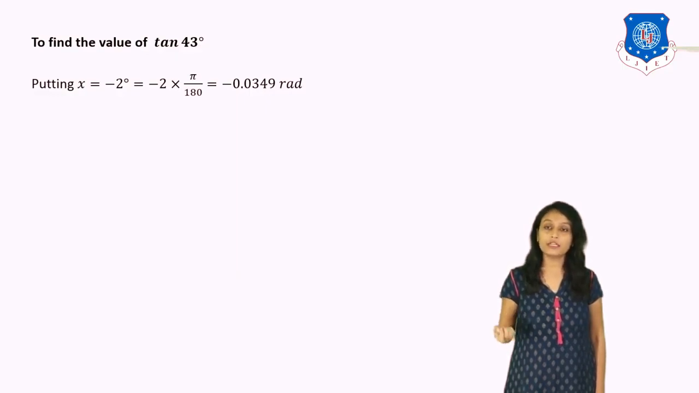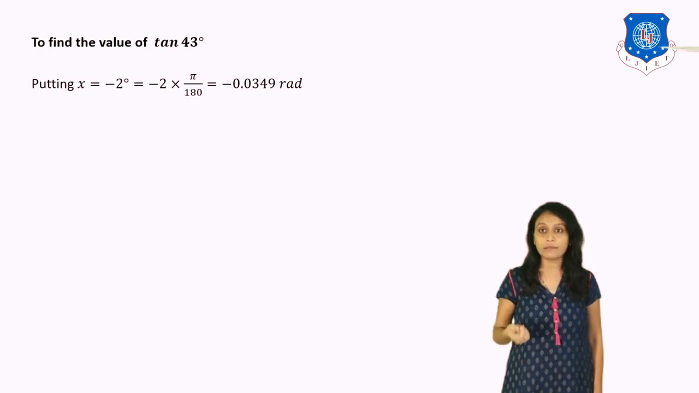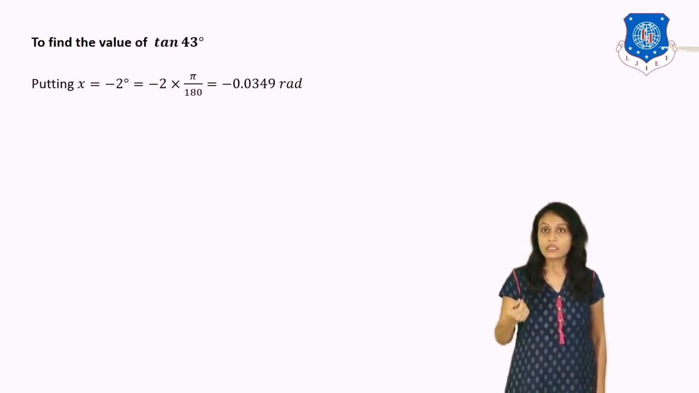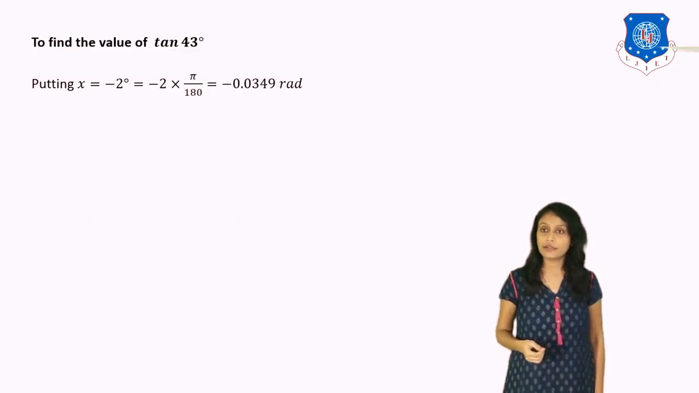Now here we are converting into radian. So to convert it into radian form, we will multiply it by pi upon 180. Okay, and simplify it, so you will get the answer minus 0.0349 radian.